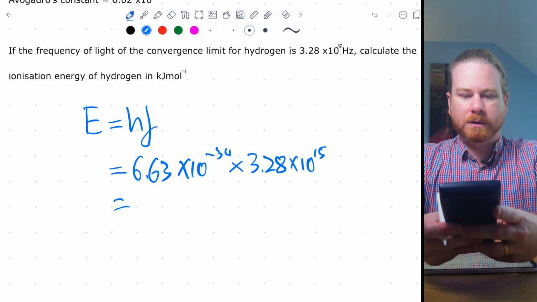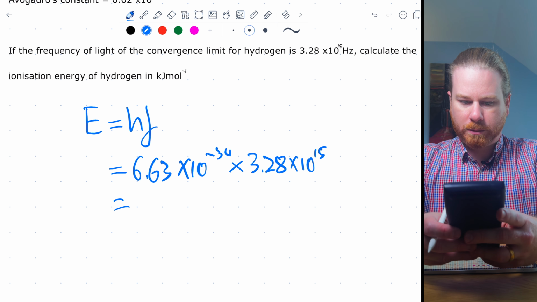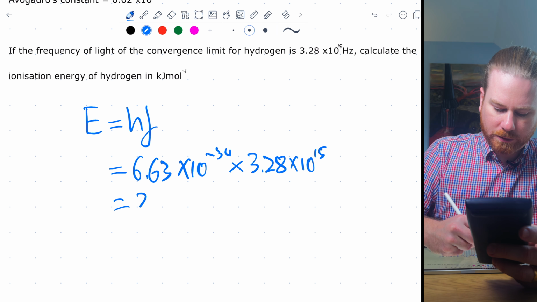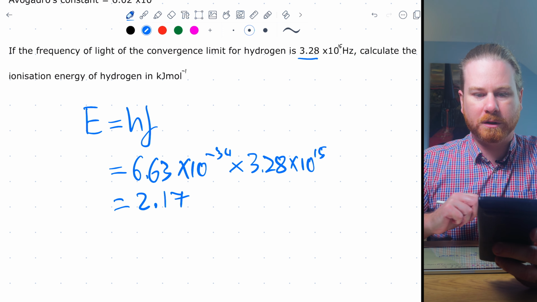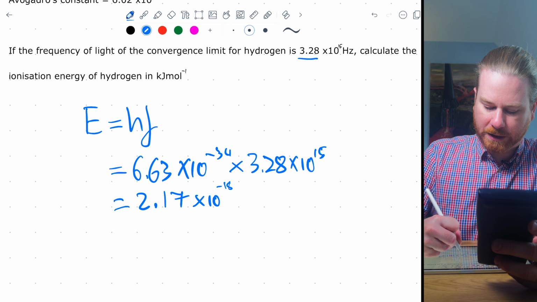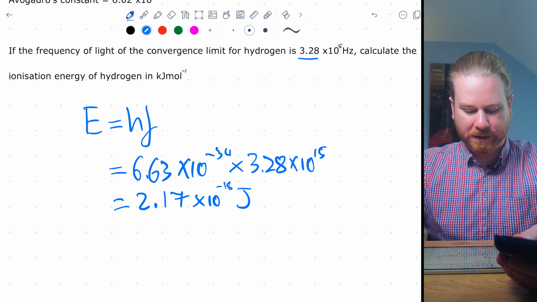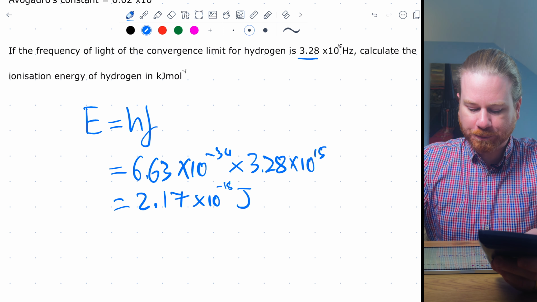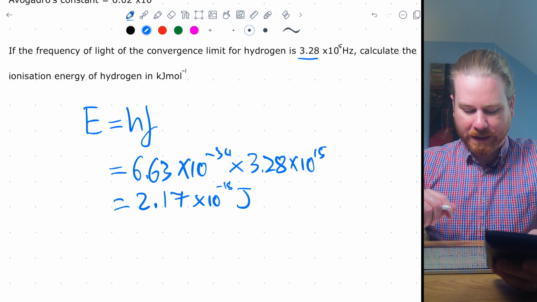Calculator time. 6.63 times 10 to the minus 34, times 3.28 times 10 to the 15, so 2.17, going to three significant figures as that's what we've got in the question, times 10 to the power of minus 18, and as it's an energy, it's in joules. Whenever you do calculations, you always want to be checking the numbers: do they make sense? This is a very small number, which is what we want, because photons only have a very small amount of energy. So to now convert this into per mole, this is when we use Avogadro's constant.